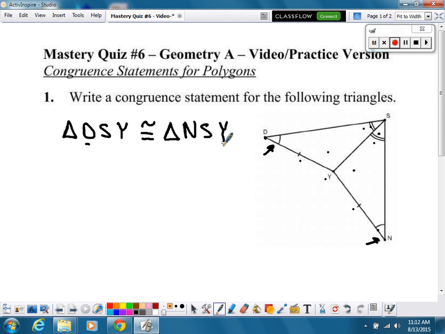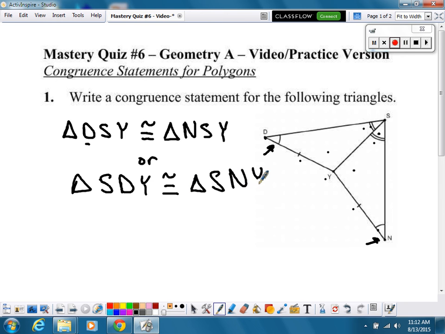The answer is no. I could have used the letters in different orders. For example, another correct answer would be triangle, what if I wanted to go S, D, Y? Okay, that's fine. It's congruent to triangle. Well, this time I'd have to start with S again, but then I'd go over to N. I'd go S, N, Y. That's another correct answer, and there's others. But those are two examples of correct congruent statements for those two triangles.